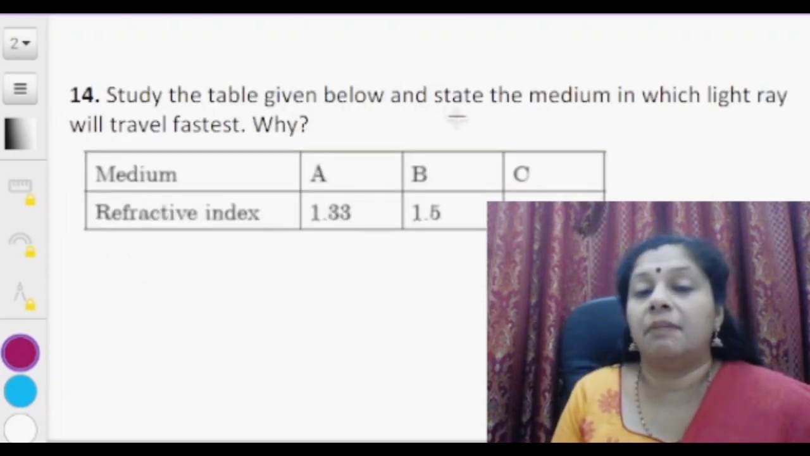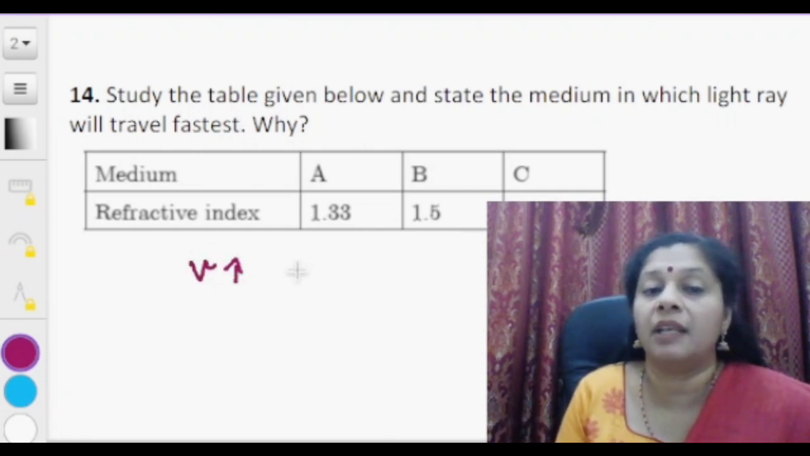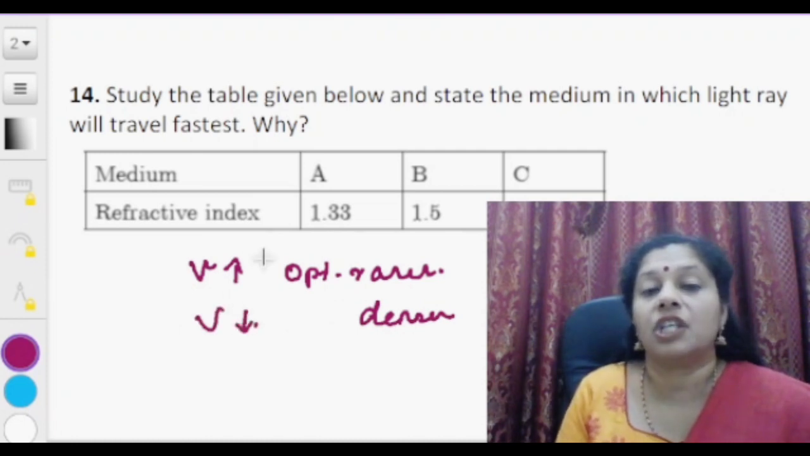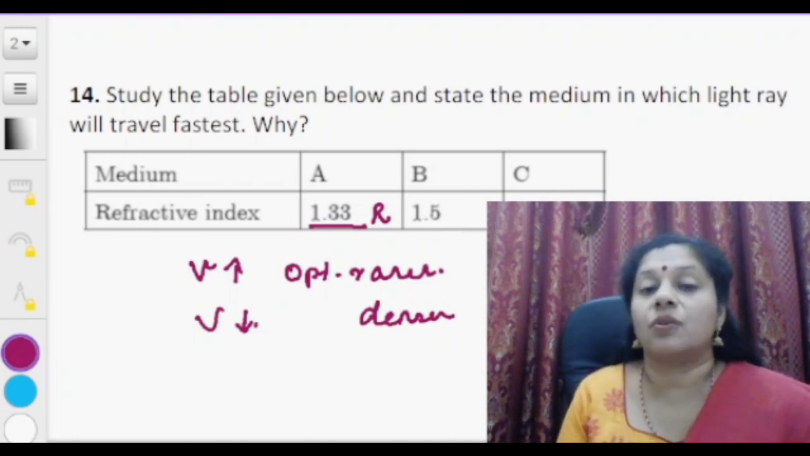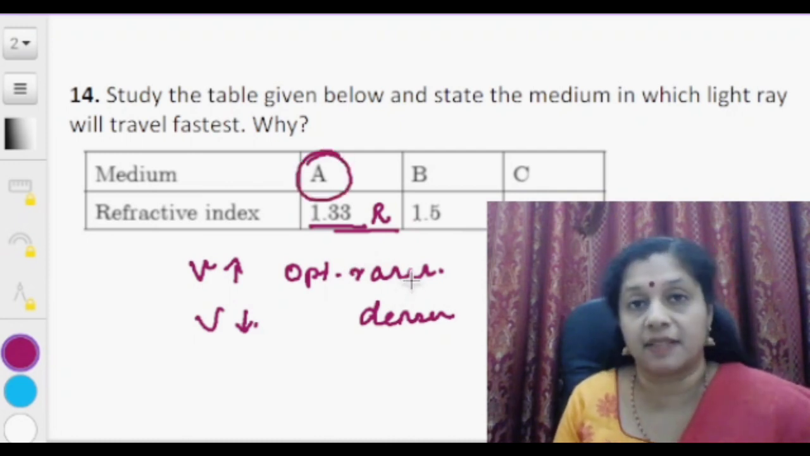Study the table given below and state the medium in which light ray will travel fastest. So we know that velocity of light will be high in optically rarer medium, whereas if it is becoming denser, the velocity will decrease. So here refractive index is the least for this, so this is the rarest and this is the densest. So light will go faster where it is rarer. So through medium A it will be traveling faster.